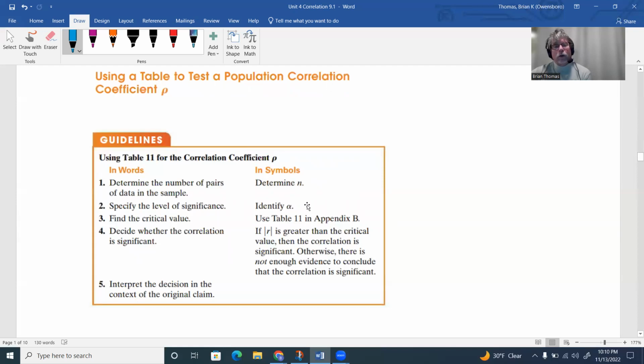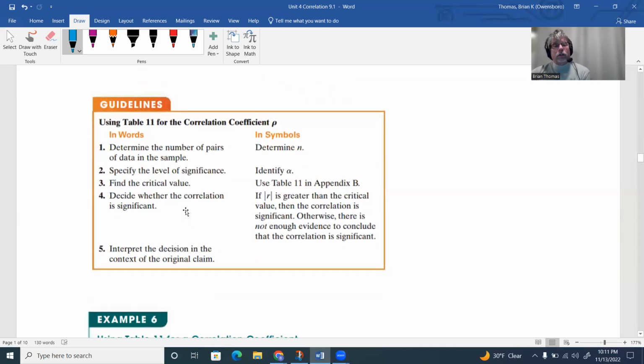So 0.01 and 0.05 are the most common ones. To find this critical value, we're going to be using Table 11 in Appendix B. I think in your homework, they actually gave you this table, so you don't have to go find it. The other thing is, to decide whether the correlation is significant or not, we have to compare it with the absolute value of R. The absolute value of R is always going to be a positive value. So we're going to be comparing R as a positive value.